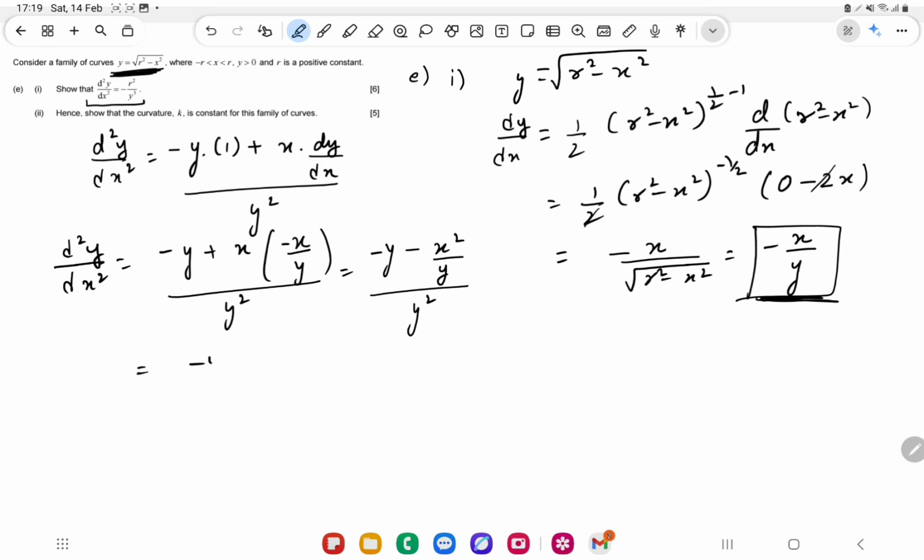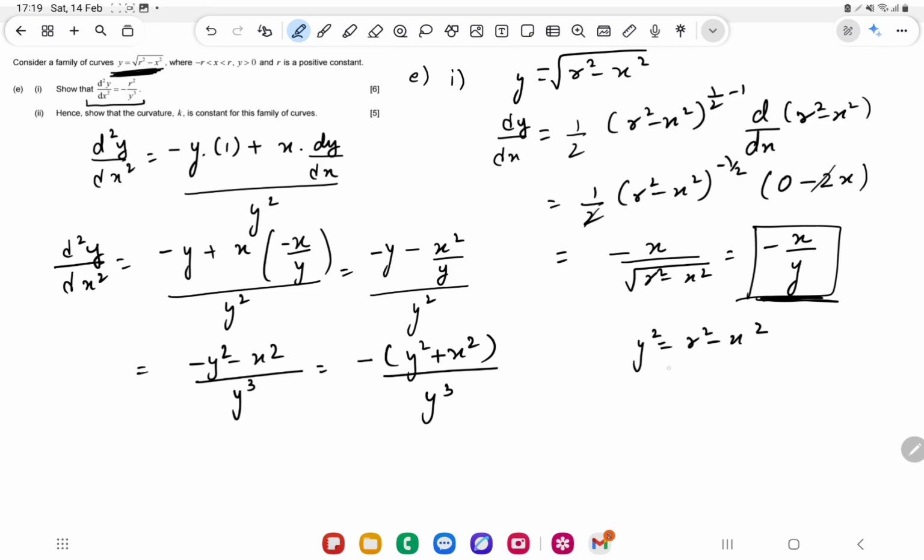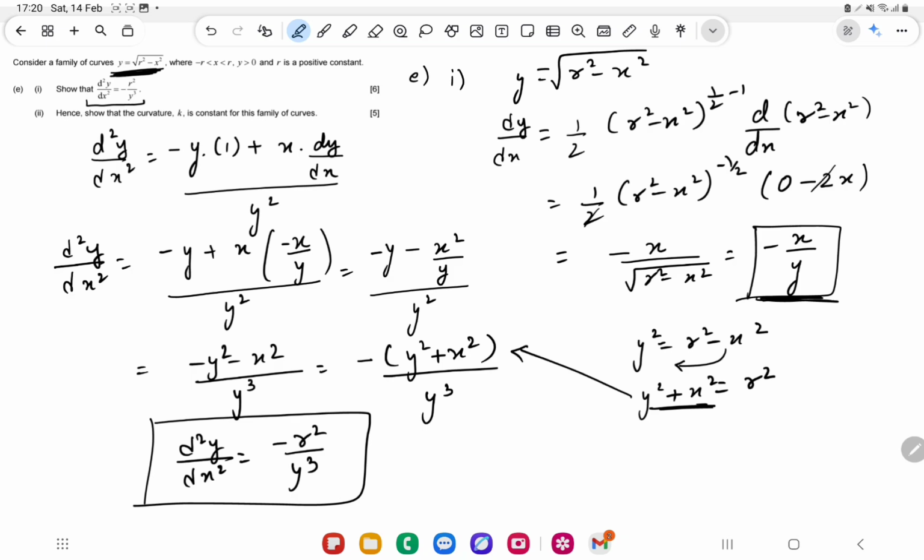Now I can take LCM in the numerator. So I will get this whole upon y square into y becomes y cube. So I can take minus common. So y square plus x square whole divided by y cube. Now if I write my y square as r square minus x square, which is given to me in the question, and I take this x square to the left hand side, I will get r square. So I can substitute this as r square over here. So my d2y by dx square is coming as minus r square by y cube. So this is how I'll solve the first part.